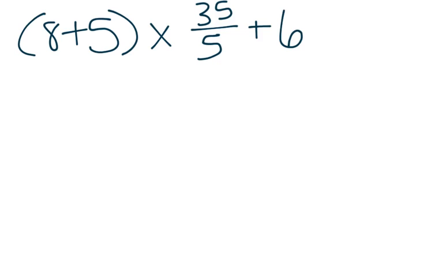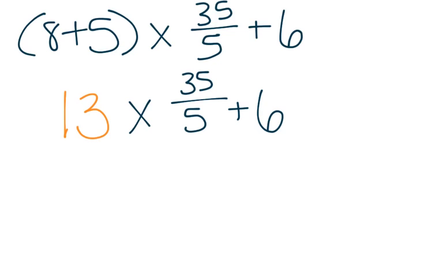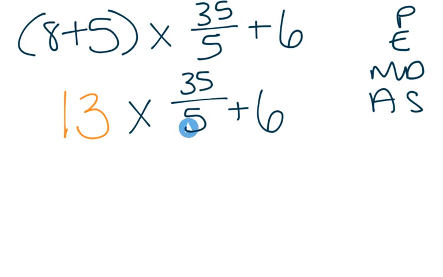So here you go. You're going to do 8 plus 5, which is 13, times 35 divided by 5 plus 6. Now, if you look at our order of operations, we're going to solve this fraction first, even though it's technically division, because we need to know what this number is. This is kind of like a special grouping, and you solve groupings first.